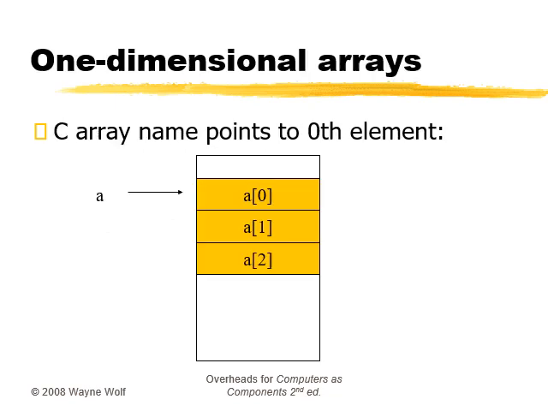This is the slide explaining the one-dimensional array. A C array name points to the zeroth element. So the array name always points to the zeroth element, as we can see here. And this is a one-dimensional array. Drawing in this direction, A0 means the first location, A1 the second, A2 the third.